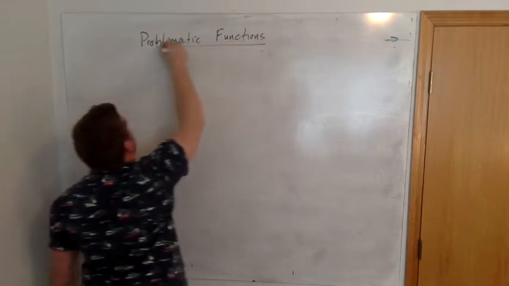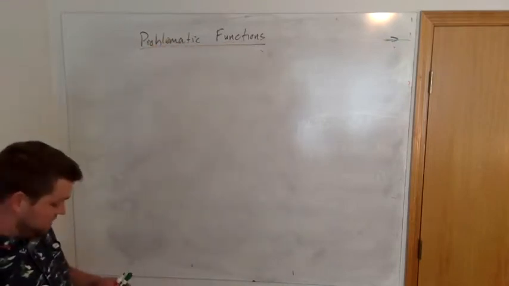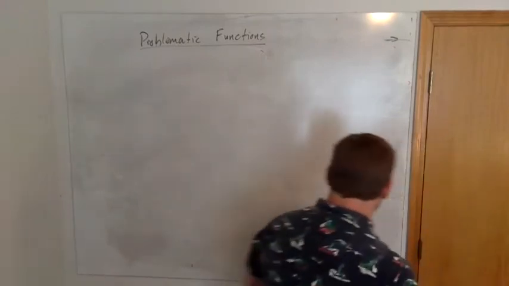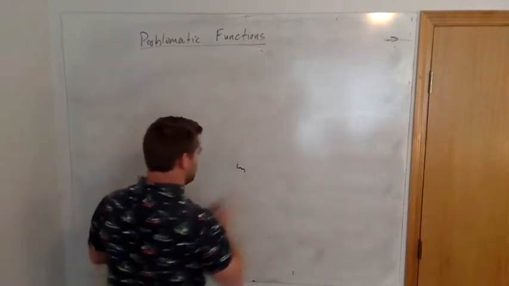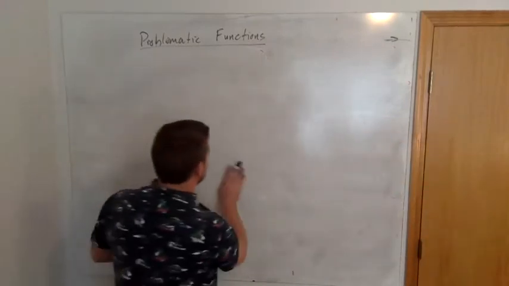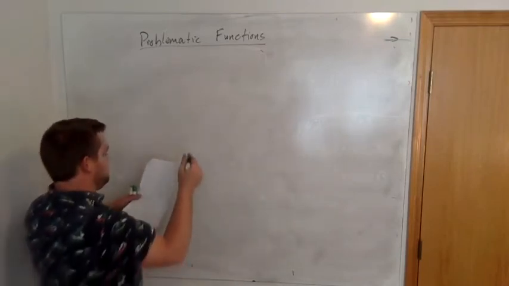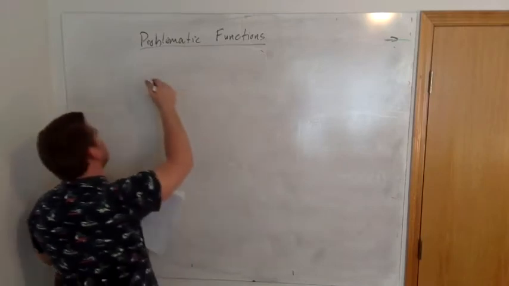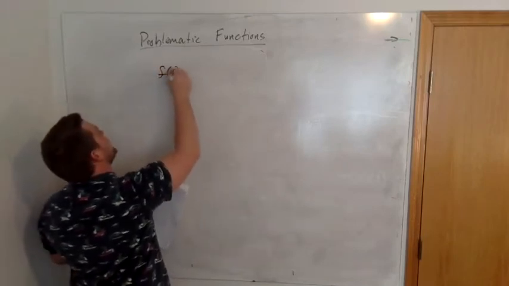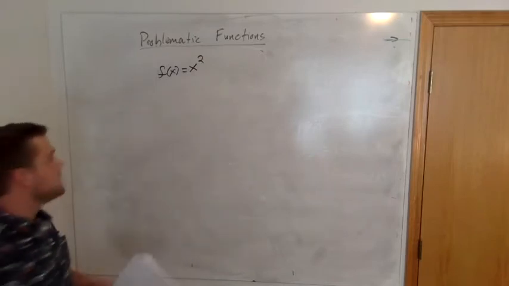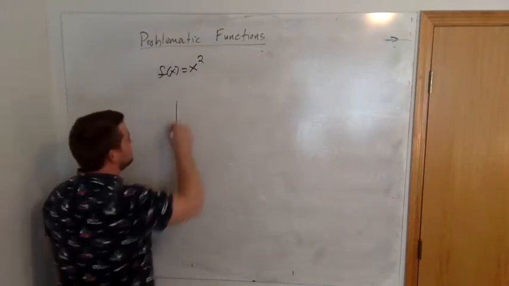Some problematic functions. Let's go ahead and take a look at an example. So, a great example of a problematic function is f of x equals x squared. Let's go ahead and take a look at this.